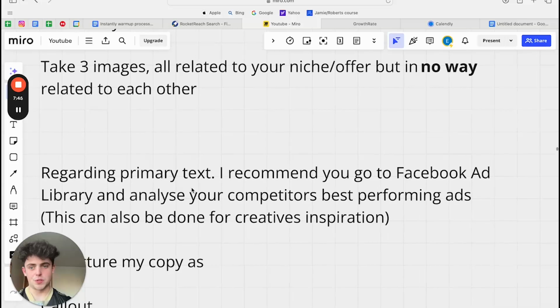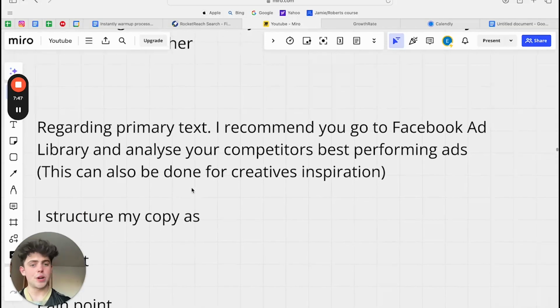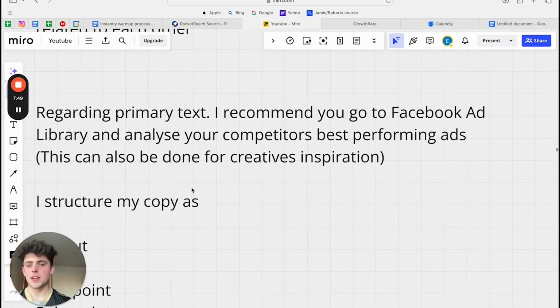So that's what I would recommend with the creatives. Regarding the primary text, I recommend you go to Facebook Ad Library and analyze your competitors' best performing ads. And you can do the same for the creatives, guys. If you're struggling to come up with ideas for creatives, just go straight through the Facebook Ad Library. You can see the ones that have been up for the longest period of time. If they've been up for 2, 3, 4 weeks, no one's going to keep funding an ad that isn't performing, so you can assume that's doing well.